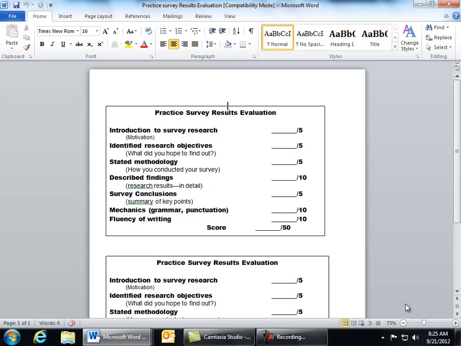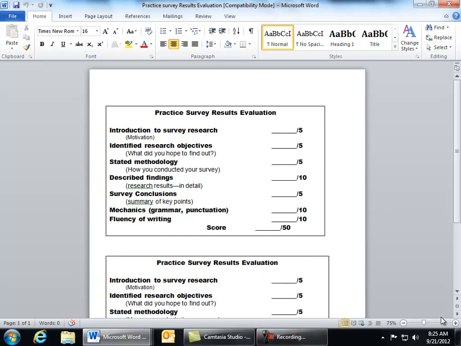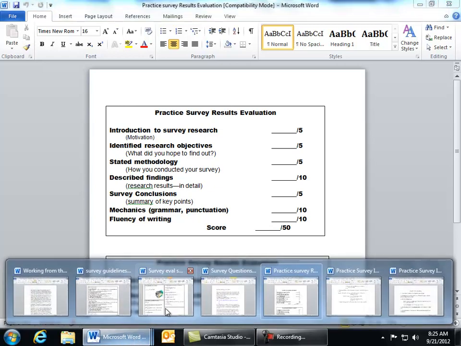And then of course you're going to describe findings, your research results in detail. So this is where you'd include your percentages, tabulations, and any ideas that you found out from your research results. You're going to put in detail into your findings. Survey conclusions. This will be your last key point. What summary do you now have from the research that you took from your survey? Is this maybe a good topic to use? Maybe do you want to change this? I would ask you, what does this all look like? Finally, mechanics, grammar, and punctuation are going to be worth part of this, and of course, fluency of writing. How easy is your research to read?